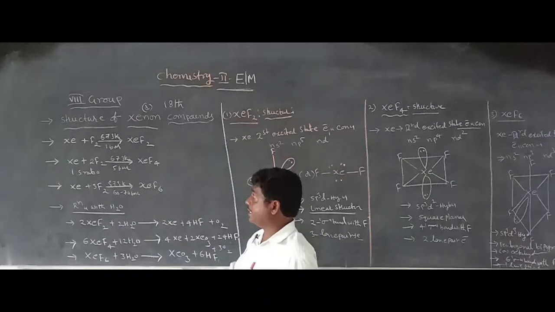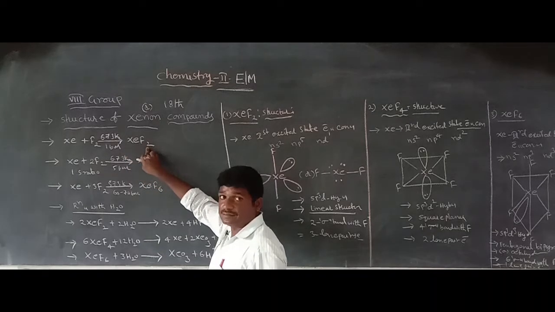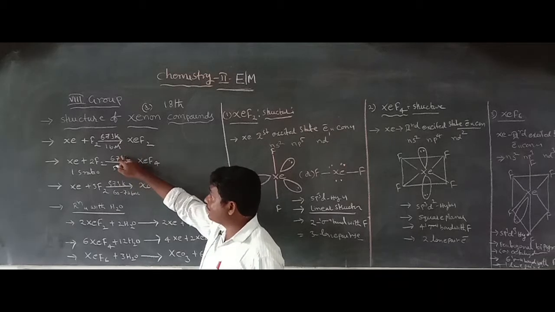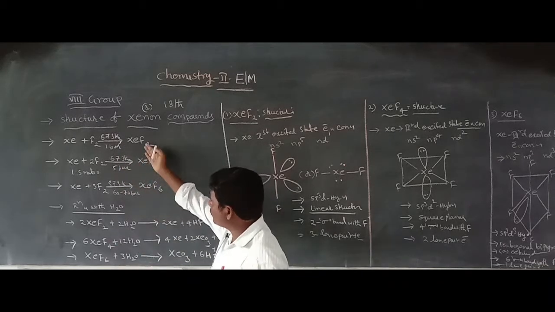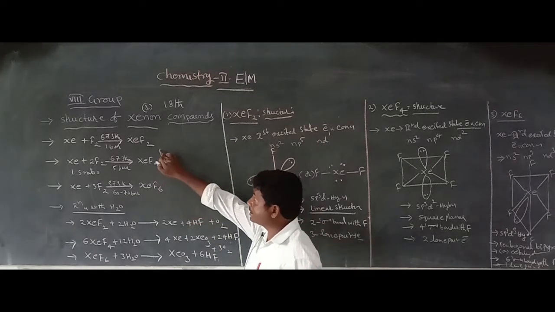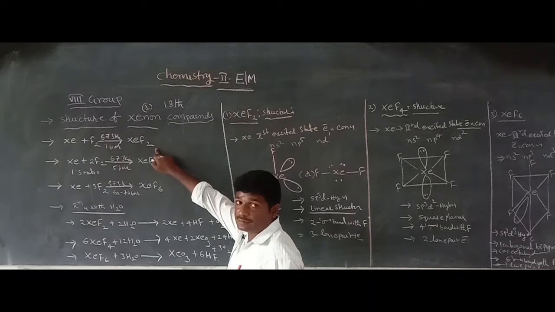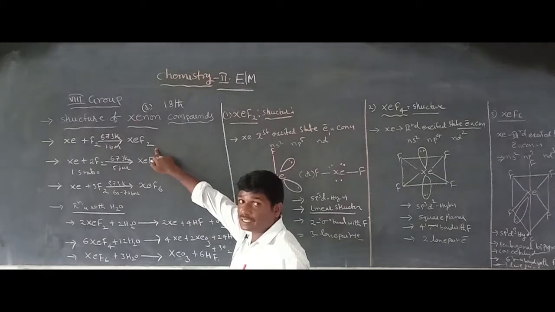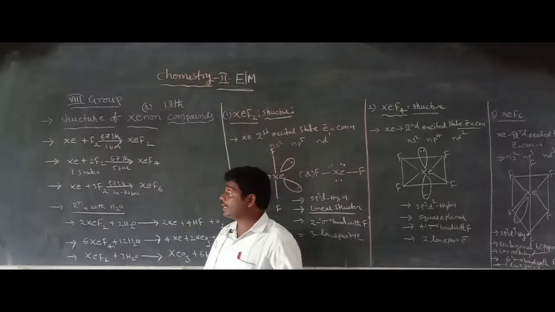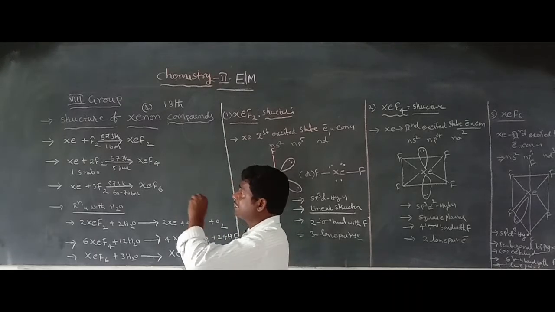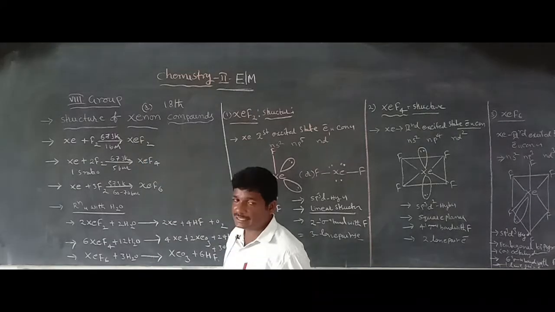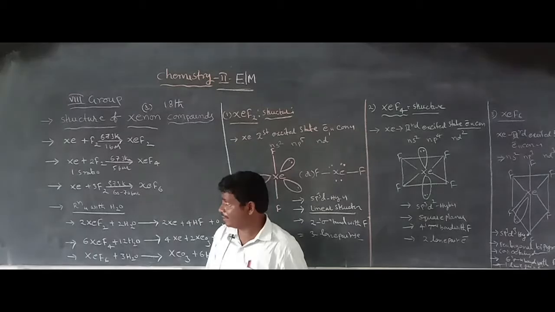Here is the first preparation: xenon difluoride. Xenon reacts with fluorine at 673 Kelvin and 1 bar pressure to form xenon difluoride. Di means two fluorine atoms. Xenon combining with two fluorine atoms is known as xenon difluoride. Xenon reacting with fluorine at 673 Kelvin and 1 bar pressure forms xenon difluoride.